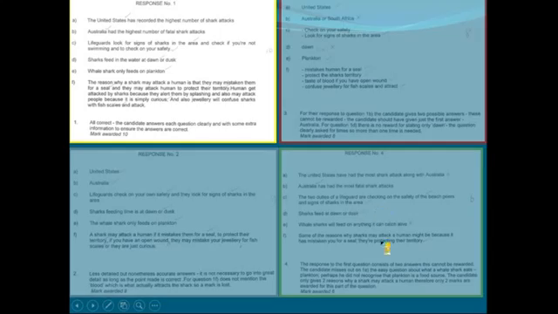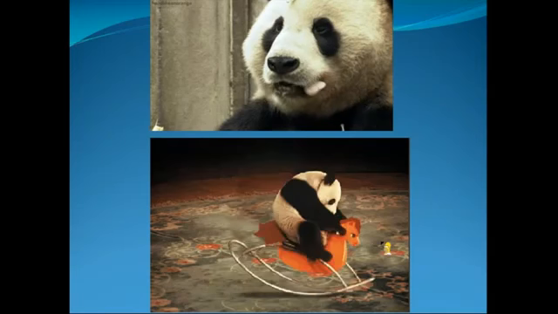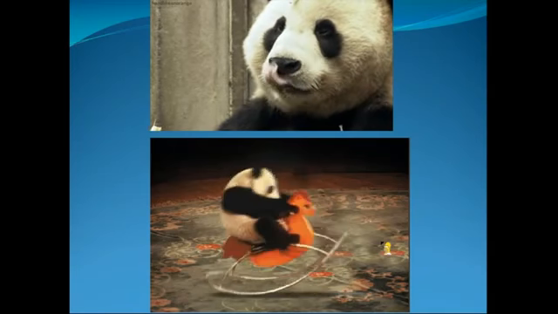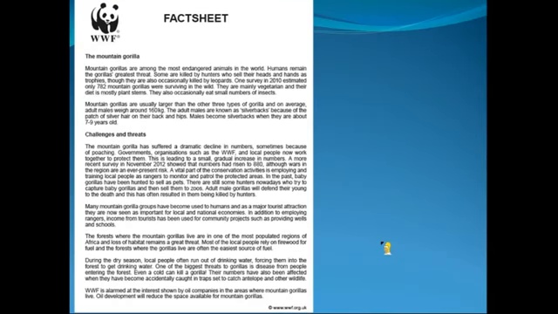Here's the perfect answer, so pause that if you want to have a look at it, but hopefully you got something like that. So the next foundation question I want us to look at, I'm going to get you to do it on your own really, I'm not going to talk too much about it. All it is is picking information, about the pandas and the wildlife. So basically I want you to read this fact sheet, so pause this, read it, and I'll give you a question.